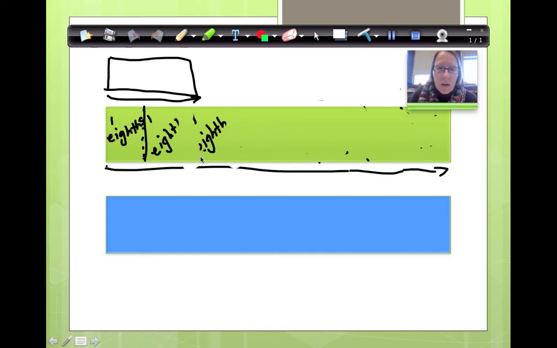Okay, and this one. Can't go too fast or my computer gets lost.